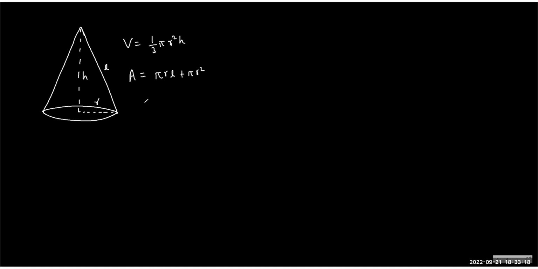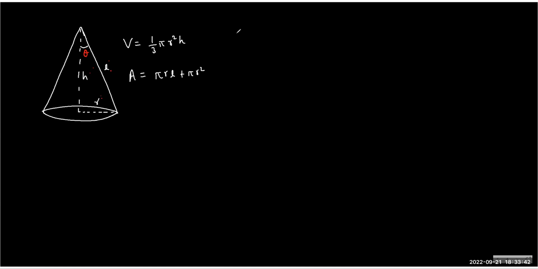So to make it a single variable function, I'll use a trick. And the trick is simple. I'll choose the semi-vertical angle of the cone as theta. What is the benefit of this? Everything we can express only in terms of L and theta, right? So we can write H as L cos theta. We can write R as L sin theta, isn't it?